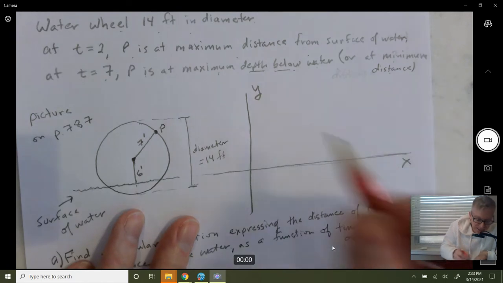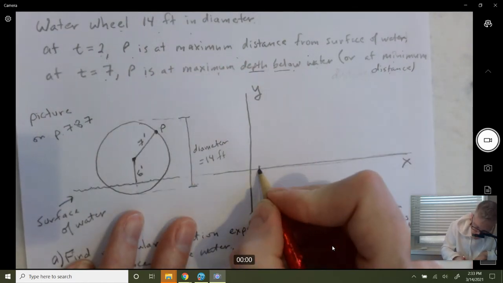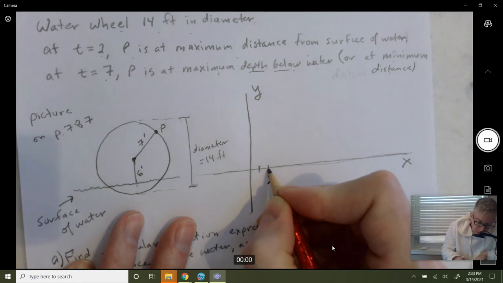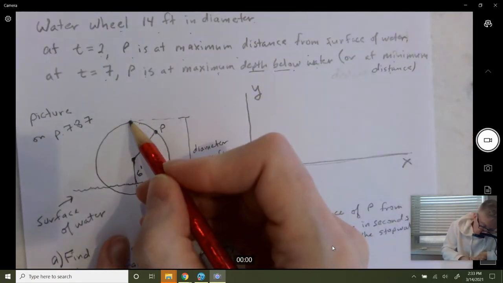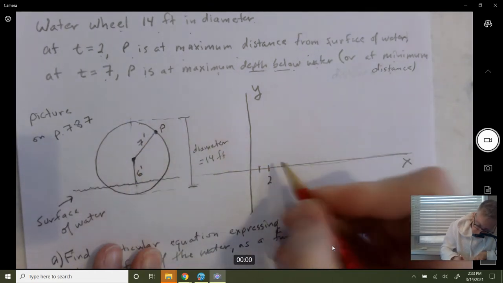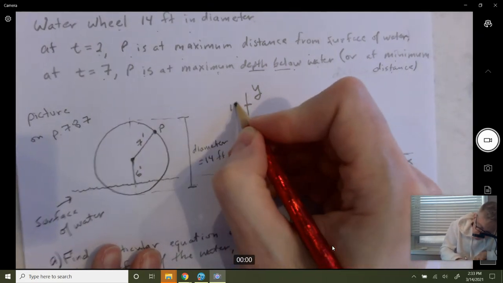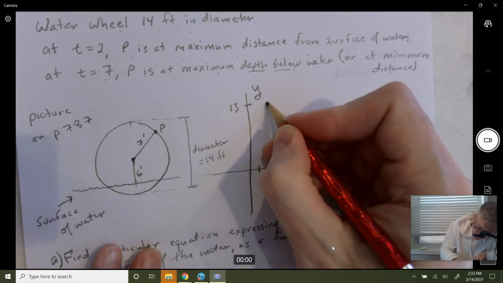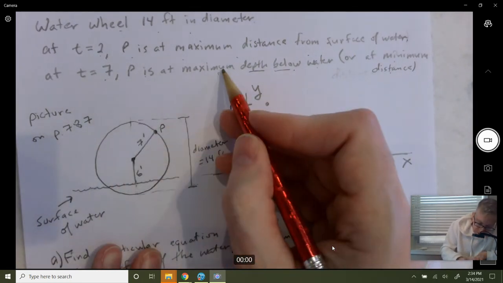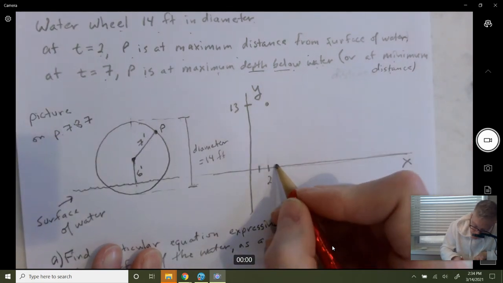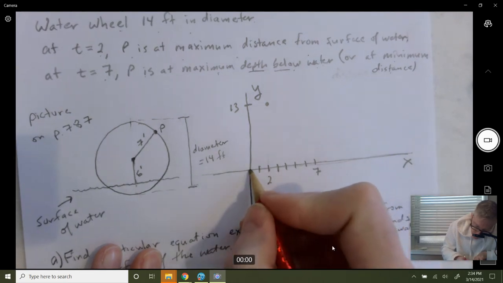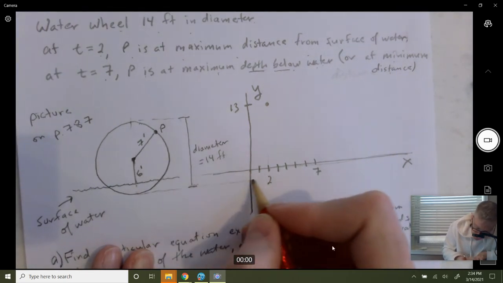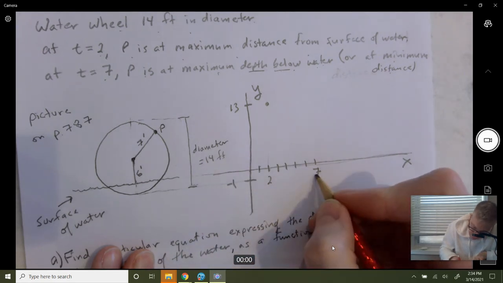And they tell us at t = 2, P is at a maximum distance from the surface of the water, and we can see from our diagram that's going to be a distance of 13 feet above the water. So I'll call this 13 feet. Then they said at t = 7, P has a maximum depth below the water, so 2, 3, 4, 5, 6, 7. And we're going to be at a -1 because we're down here. So that point's going to be here.